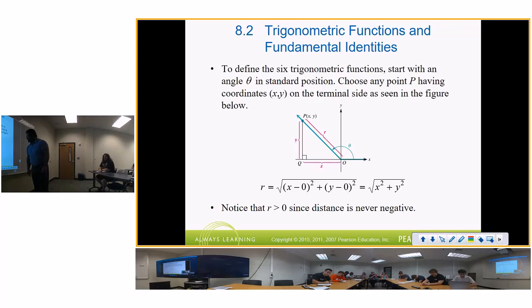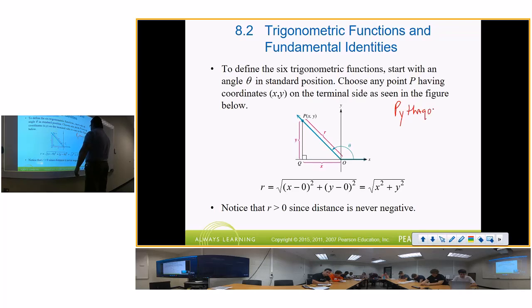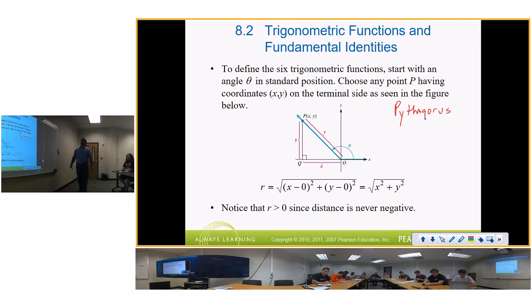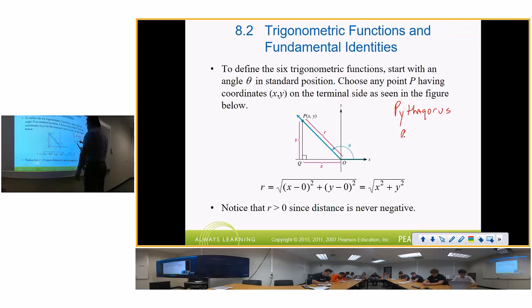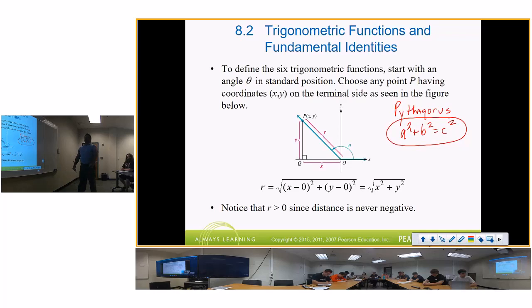Now, let me go ahead and tell you, right angle trig is all based on who? Pythagoras, okay? Everything is based on Pythagoras. So therefore, everything is going to be derived from a squared plus b squared is equal to c squared. So you need to go ahead and write that down. A squared plus b squared is equal to c squared. And everything, as far as distance-wise, is going to be based on that theorem.